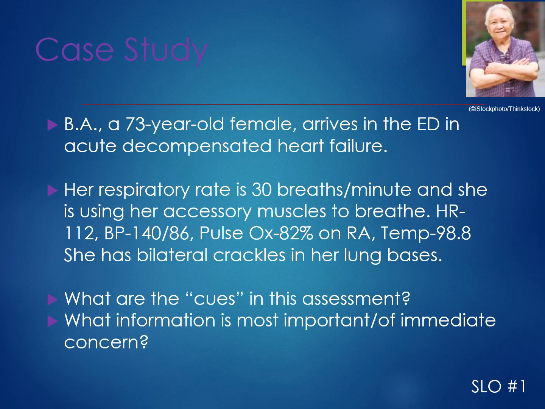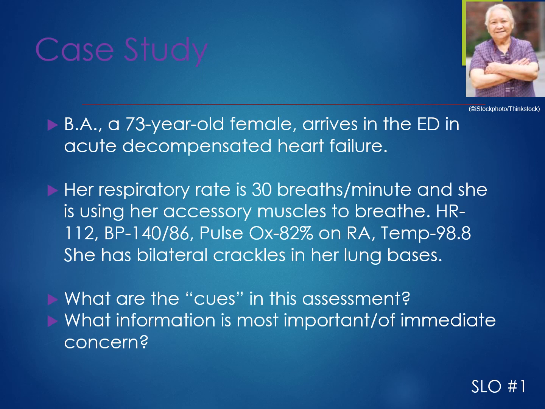So looking at the cues in this assessment, we could see that she's tachypneic, she's tachycardic, she's hypertensive, she's hypoxic, 82% on 21%, which is our room air. She is afebrile, but she does have bilateral crackles in her lung bases, so potentially some pneumonia.